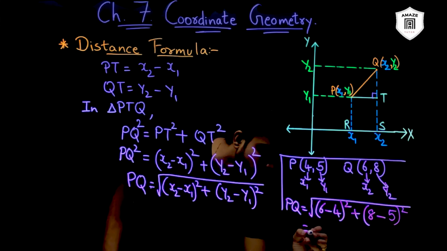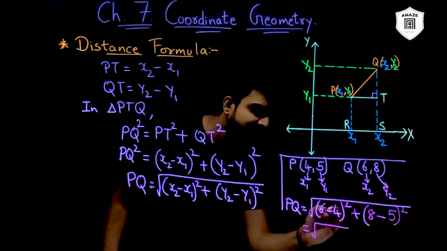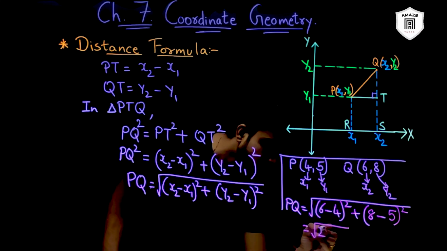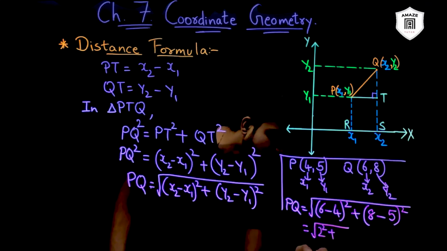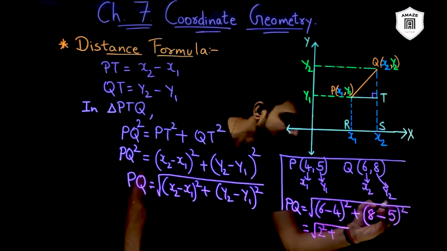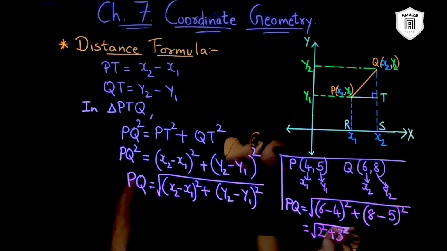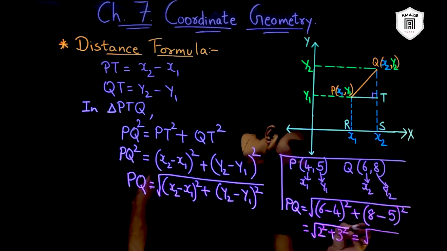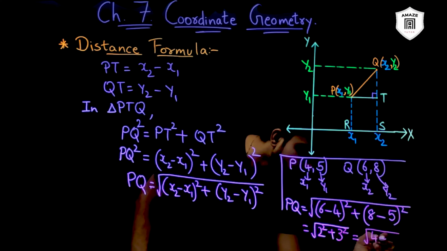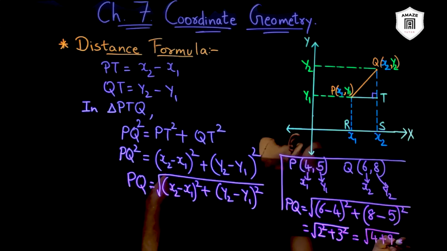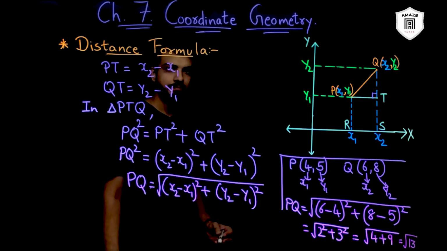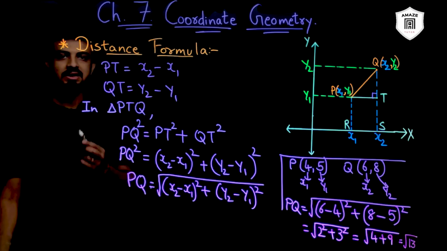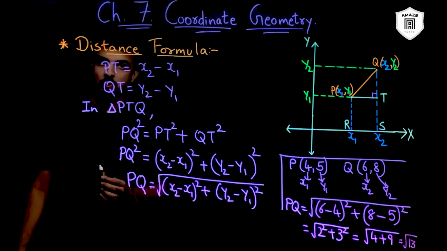It is equal to root of, what is 6 minus 4? It's 2, and the square remains as it is, plus what is 8 minus 5? It's 3, and the square as it is. This is equal to root of, what is 2 square? 4 plus 3 square, 9. What is 4 plus 9 inside the root? It is root 13, right? We got the same answer using the formula also, right?